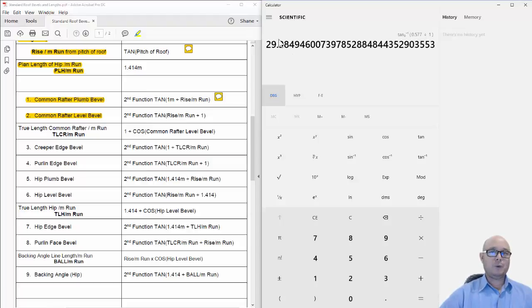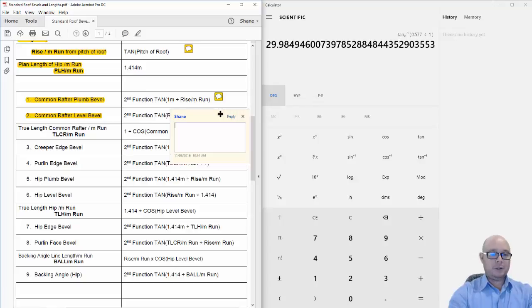But like I said before, with bevels and angles you need 1 decimal point. In this case, the 8 would round up the 9 to a 0, and the 1 would go to the 29, which would make that 30 degrees. Okay, so for the common rafter level bevel, the answer would be 30 degrees. I'll just enter that there.